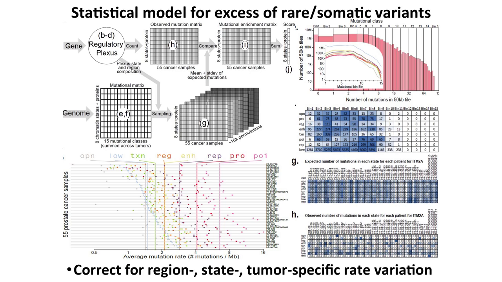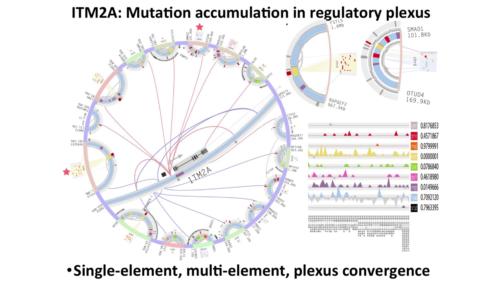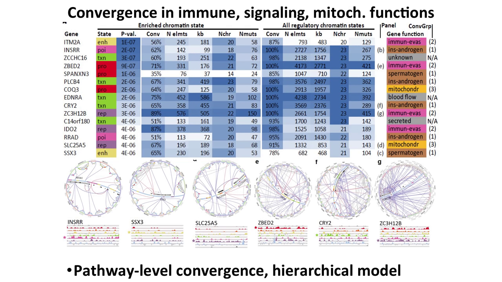So then he built a computational framework to start sampling the regulatory plexus of every gene to control for the variation in regional mutation rate, in state-specific mutation rate, and in tumor-specific mutation rate. And controlling for all these three, he's basically able to count the number of mutations in each individual per chromatin state, and then compare that to what you would expect using these shuffles, and calculate an enrichment for each of those, which then gives you a set of genes whose regulatory plexus is enriched in specific chromatin states harboring repeated mutations across these individuals. And he found exactly 16 genes that are genome-wide significant in this accumulation of mutations.